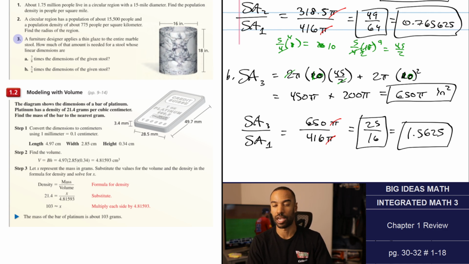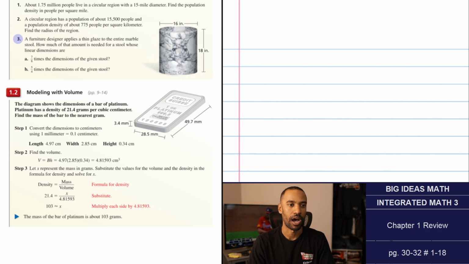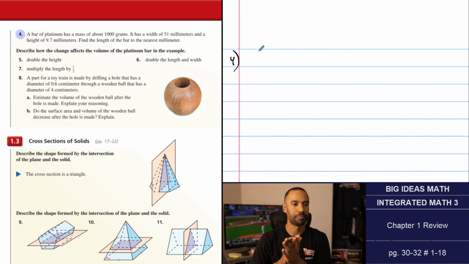So that's a really good example as far as what they're covering on that, the kinds of things you're going to have to do. We'll see if that's the same kinds of questions you do have. Let's see. Let's start it off. Numbers 4 through 8, starting with number 4. Bar of platinum, same thing. So they are starting off pretty standard.